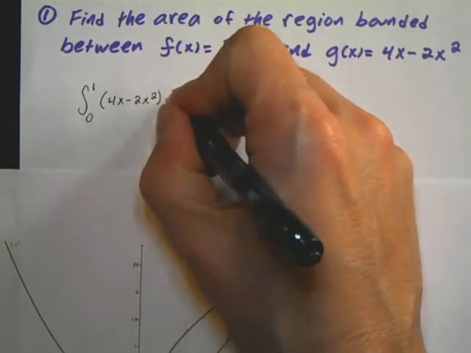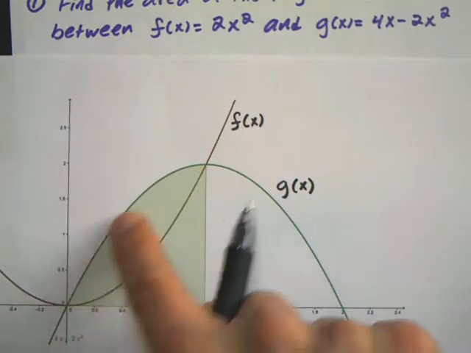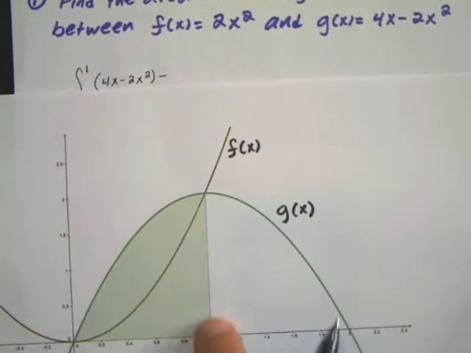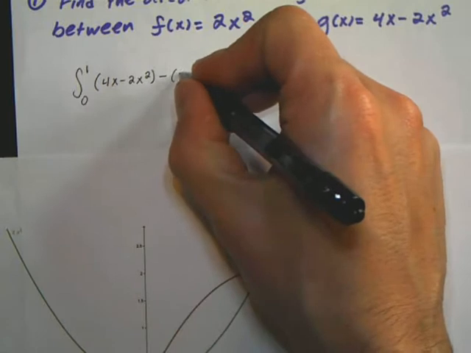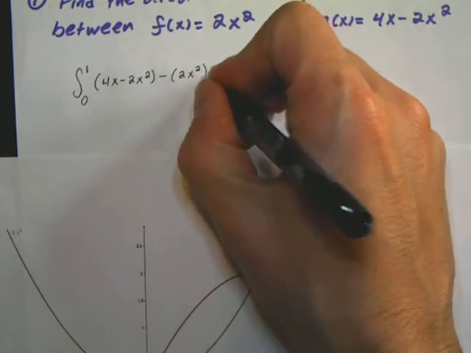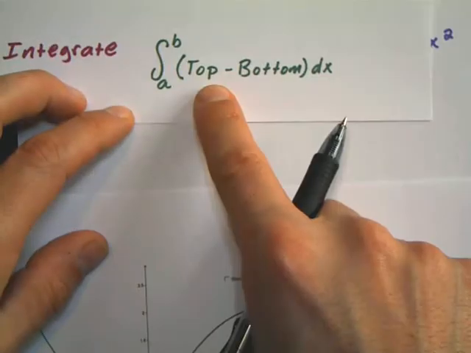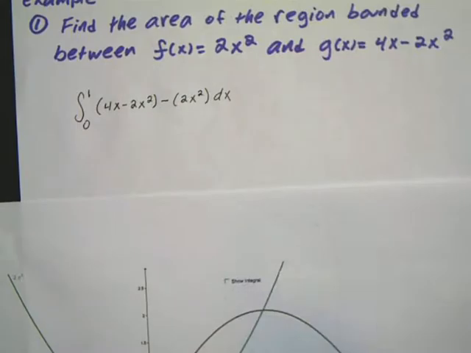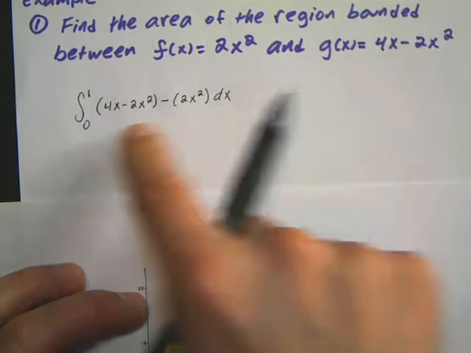So this integral would give me this entire piece, which is too much. So I need to subtract away the bottom wedge piece. So I'm going to subtract away the bottom, which is 2x squared dx. So this is basically the setup that I have now: top curve minus the bottom curve. Now you have two options. You could either just integrate from here, or you can simplify this integral and then integrate, which is what I'm going to do.